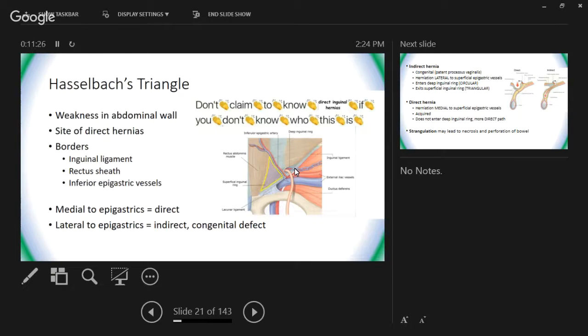So you have the inguinal ligament, the rectus sheath, and also the inferior epigastric vessels. So obviously, if it happens lateral to the epigastric vessels, it's passing through that deep inguinal ring, making an indirect hernia. If it's medial to those epigastric vessels, it's not passing through that deep inguinal ring, so it's just going through the weakness in the muscle, making it a direct hernia. Does that make sense?